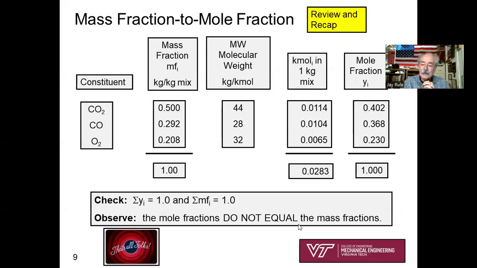And let's see, we can check our work. We can add up this column to see that the mass fraction adds up to 1.0, and we'll add up this column to see that the mole fractions add up to 1.0. I think we can give ourselves a big check mark, and also observe that the mole fractions do not equal the mass fraction. It's a common undergraduate student assumption that the mass fraction and the mole fraction are the same numbers.